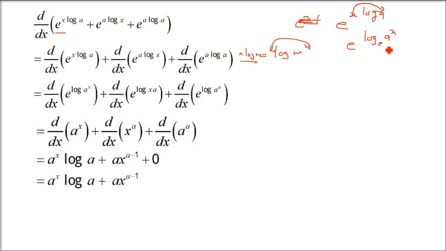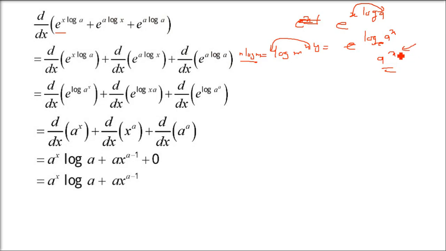Now e is the base, so this gets cancelled. We have already discussed how this cancels when we were discussing the theory. So e raised to log e will cancel out, and only whatever is inside the log will remain. Only a to the power x will remain. Just take y equals to this one, take log on both sides, you will get the result. But we are not going to do it right now.